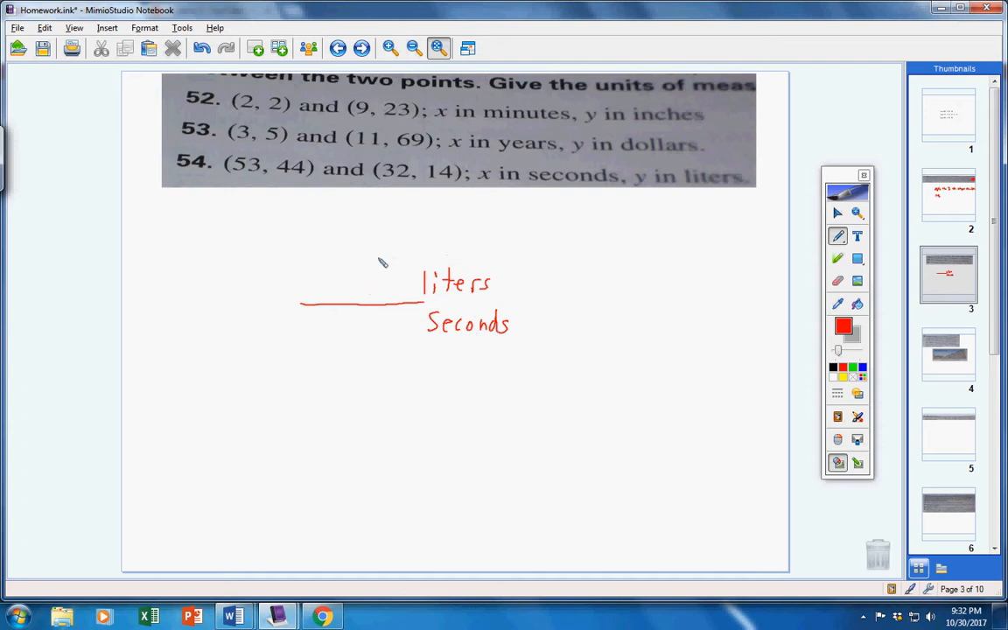Now we're going to do something a little different here. Watch this. I've always told you guys it doesn't matter which ordered pair you put in first or second. Okay, so now I'm going to flip-flop this. I'm going to use this Y first. It doesn't matter. 14 minus 44. There's my Y's. And my X would be 32 minus 53. And you still get the same answer. It doesn't matter. Okay, 14 minus 44, that's a negative 30. 32 minus 53, that's going to be negative 21, I believe. Yep. Negative over negative is positive.